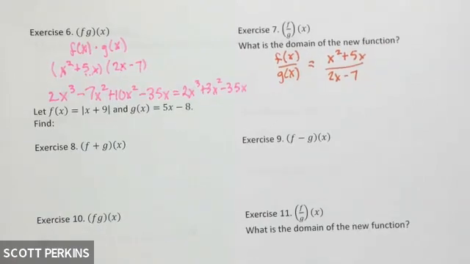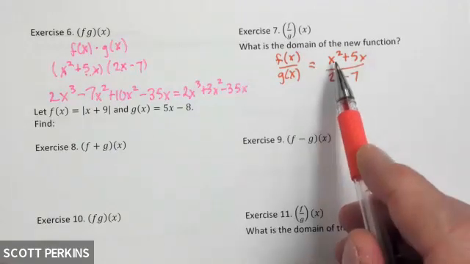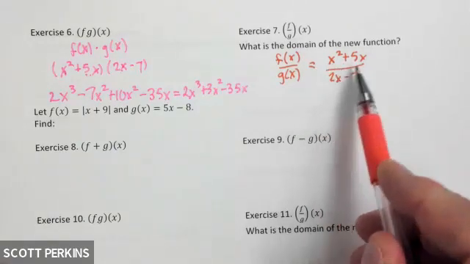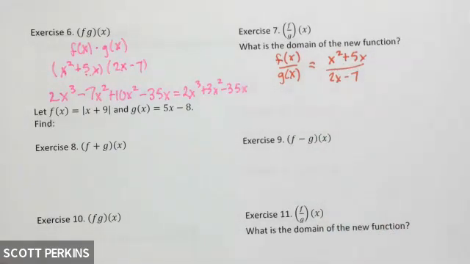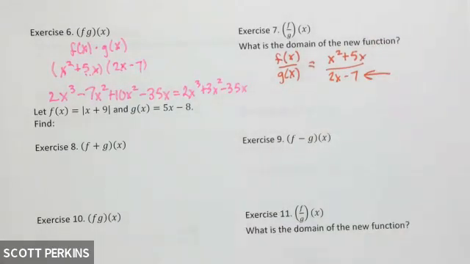The hard work of this problem is what's the domain of the new function. Notice all I've got in my original functions are x squares and x's. The original domains are negative infinity to infinity. There's nothing going on, but I do have a problem down here. My denominator cannot be 0.